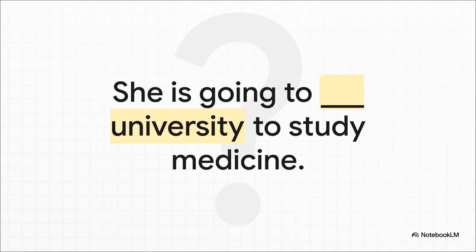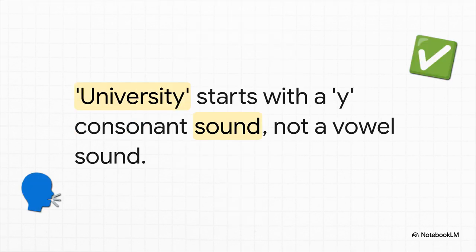Perfect. Okay, this one's a classic. Listen very, very closely to the first sound of the word university. Don't let that spelling fool you. Excellent. It's all about that y sound. And since that's a consonant sound, the correct article has to be a. You are really getting the hang of this.